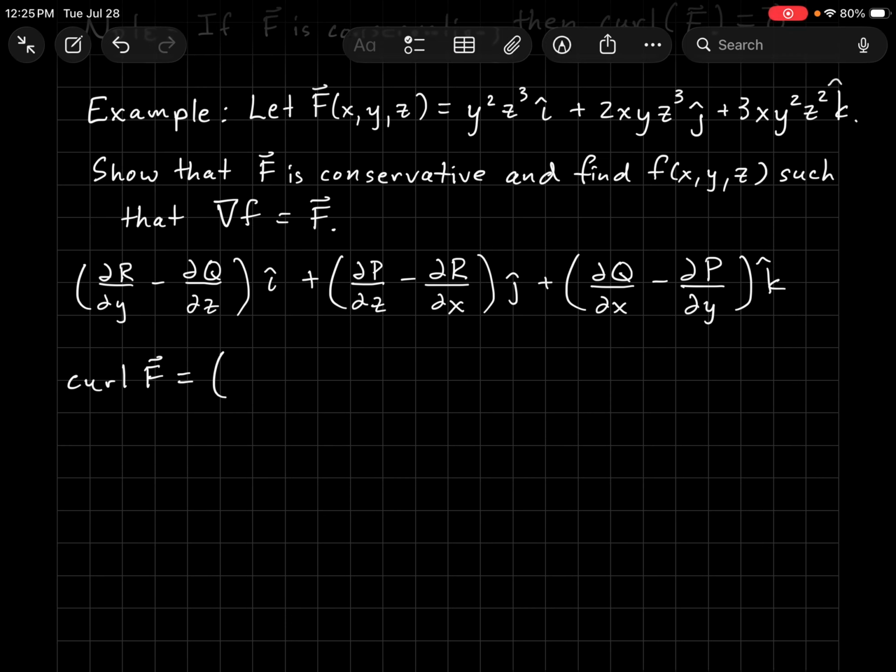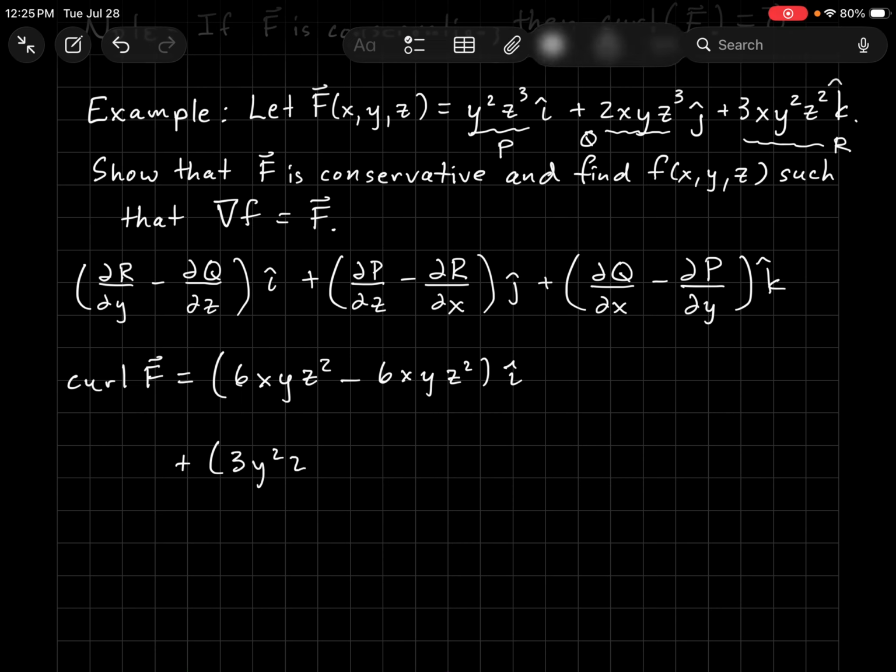So the partial of r with respect to y, remember this back part is going to be r, is going to give us 6xyz squared minus the partial of q, recall this is q, with respect to z is going to give us 6xyz squared. And then I'll do it down here, plus partial p, and of course this is p. With respect to z, it's going to be 3y squared z squared minus partial of r with respect to x will be 3y squared z squared.